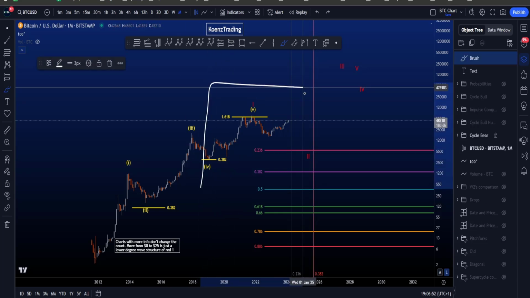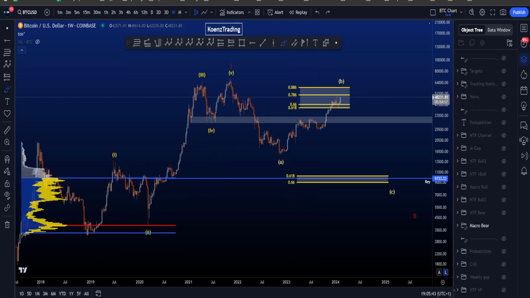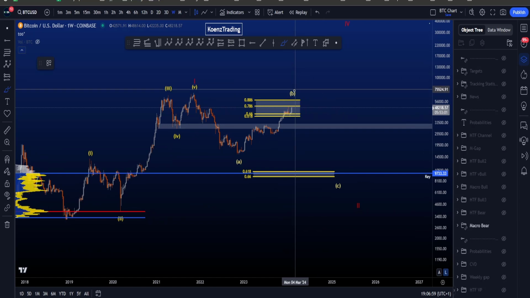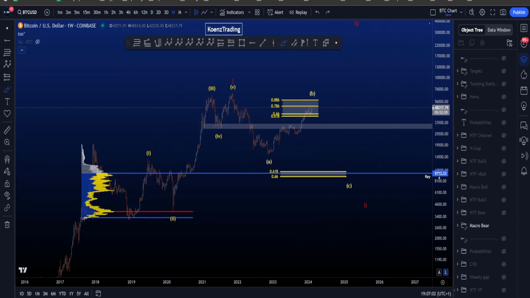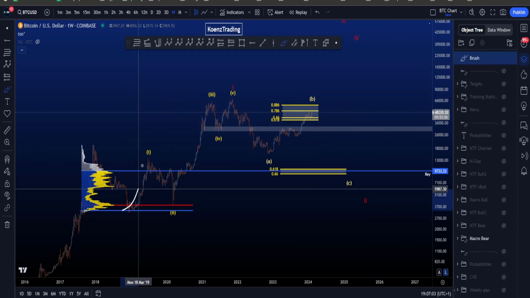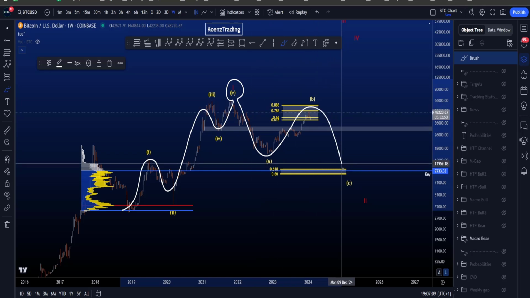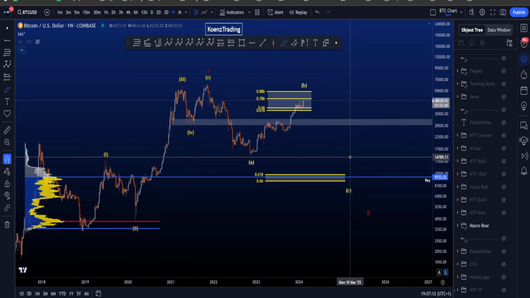If we then zoom in to this structure over here and we look at this bearish scenario in more detail, we are still looking for another move towards the downside in a wave C. Here we have our final impulsive structure to the upside in 5 waves in a wave 1, and then we're looking for a 3-wave structure to the downside in an A, B, C zigzag.